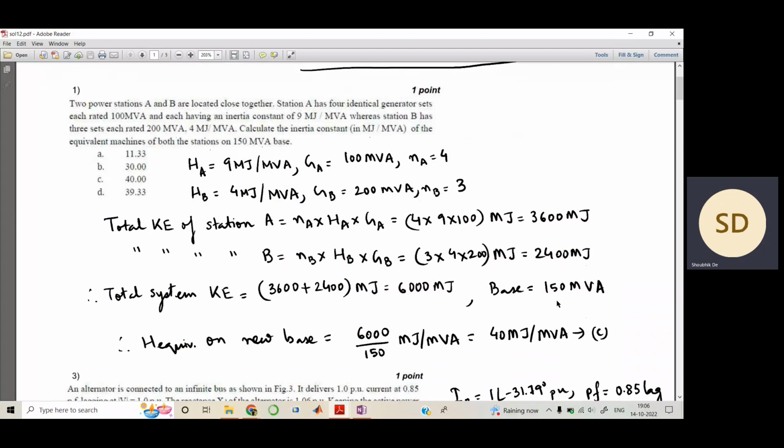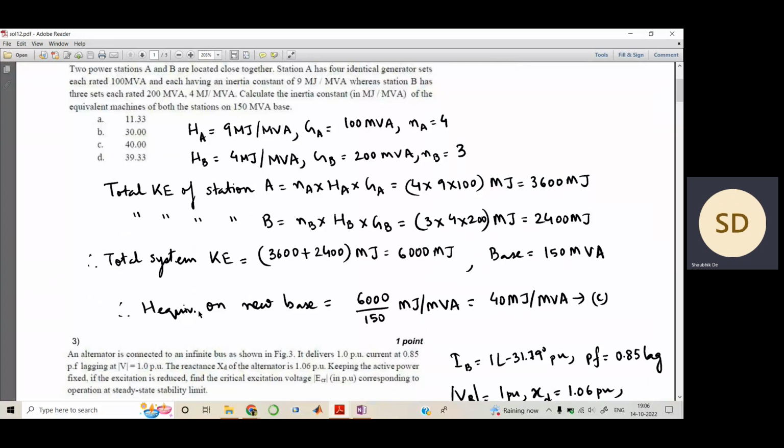Now the base rating is 150 MVA. Therefore, the equivalent inertia constant of this total system on this base would be simple. This would be 6000 divided by 150, which comes out to be 40 megajoule per MVA, which is option number C. So pretty simple problem to start with. I hope it is clear.